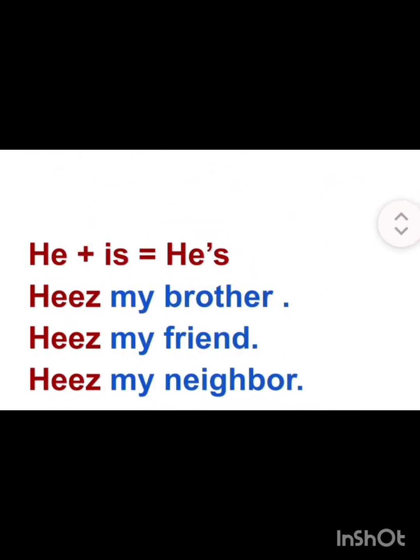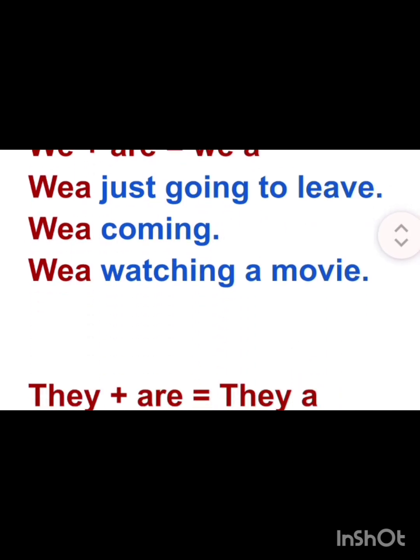So next one, he is means he's. He's my brother. He's my friend. He's my neighbor. Okay. Next one, we are. We're just going to leave. We're just coming. We're watching a movie.